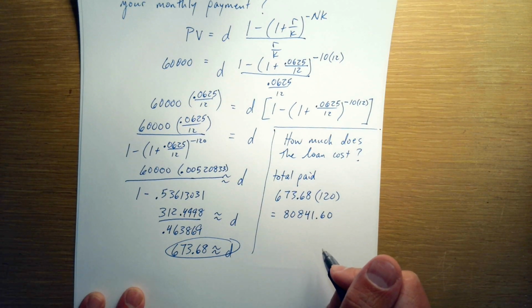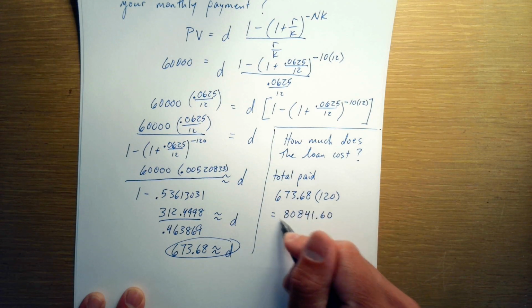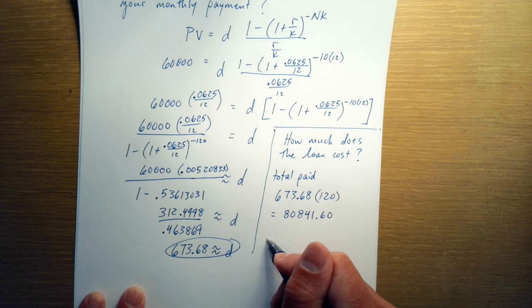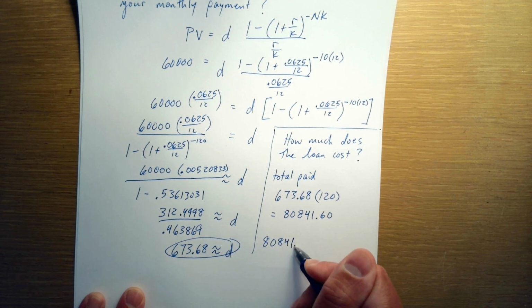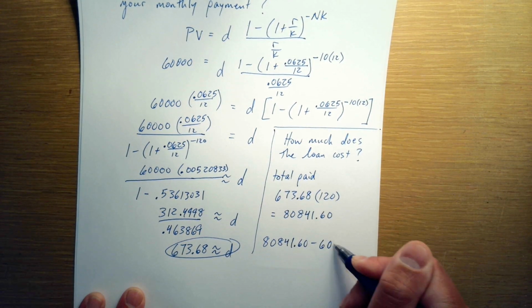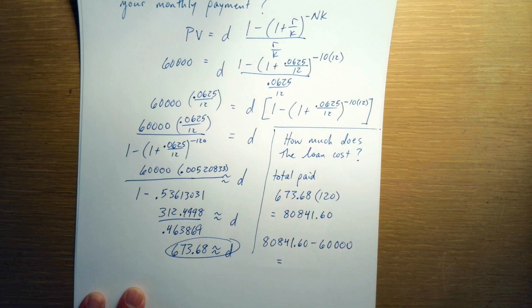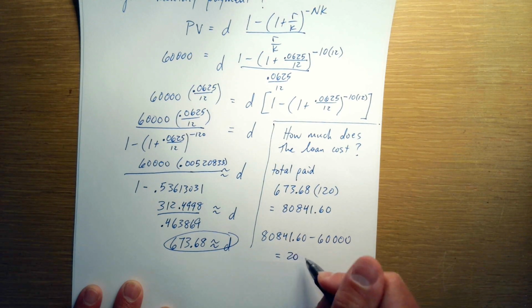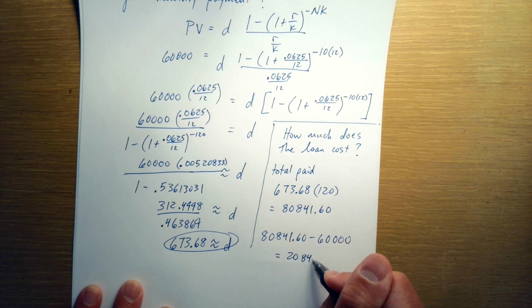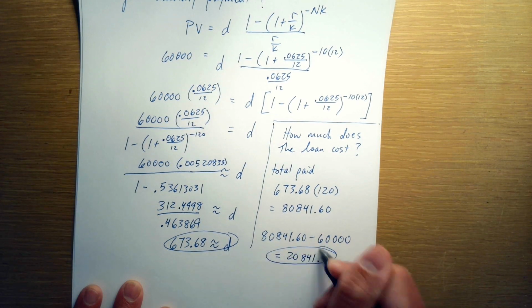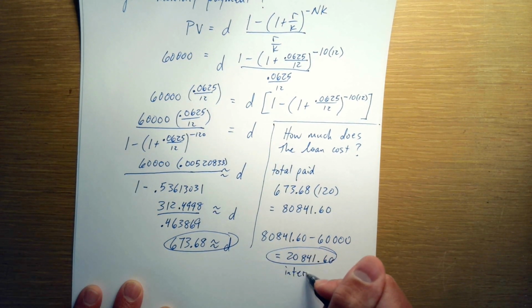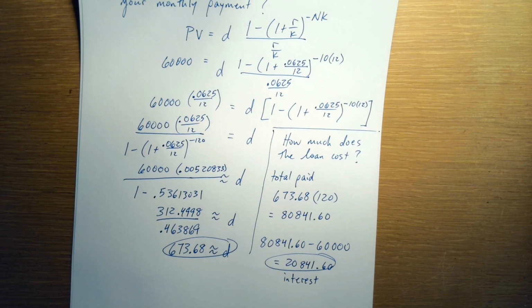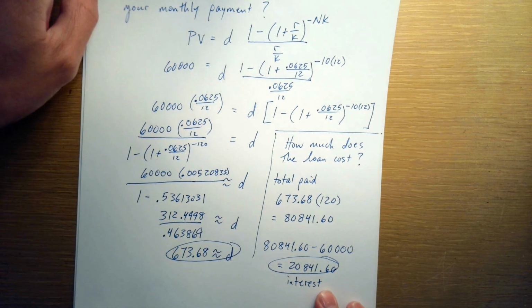$80,841.60. So the difference between this amount that we pay and the amount that we borrowed, which is $60,000, that must be the interest, and this difference is $20,841.60. So this is the amount of interest that we pay. That's quite a lot of interest. It's a lot of interest because it's a lot of time. 10 years lets the compound interest have a pretty heavy effect.